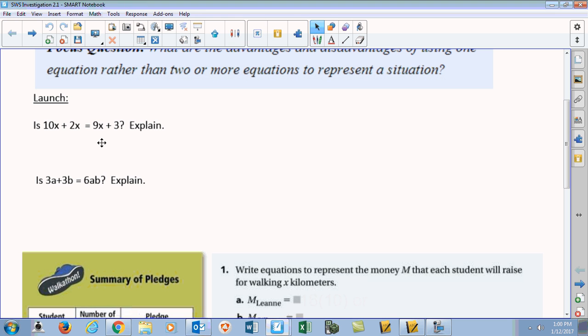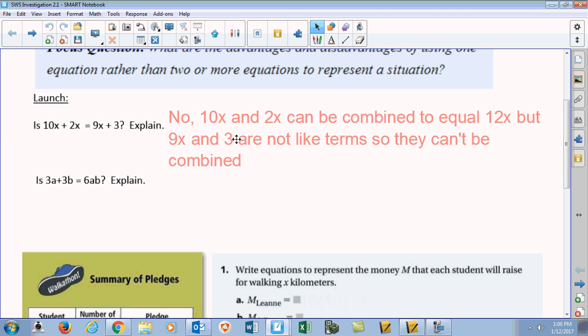Okay, so now we come back together. Let's see what you've come up with for the first one. Is 10x plus 2x equal to 9x plus 3? Well, you do have like terms on the left side, but you do not have like terms on the right side. 9x plus 3 are not like terms. You cannot combine them. So the answer is no, they are not equal to each other.